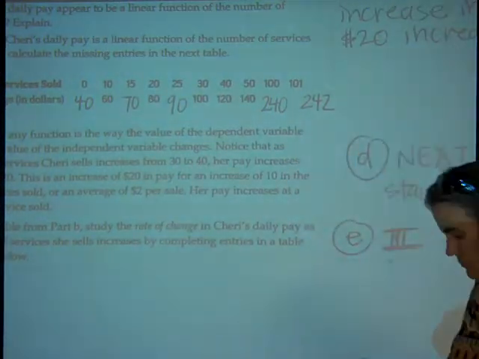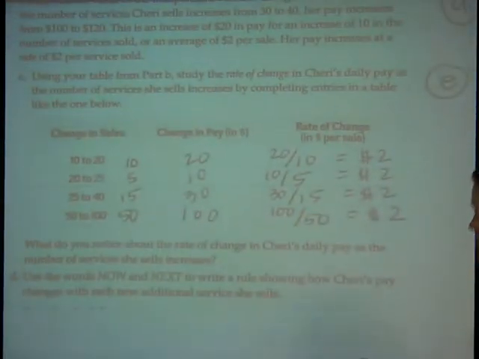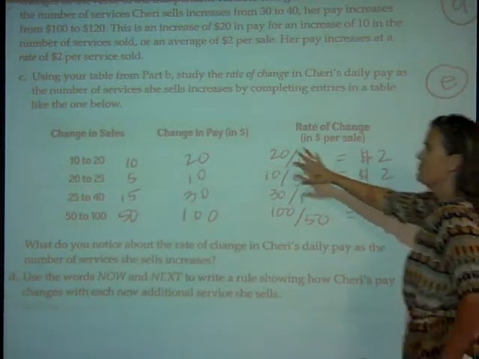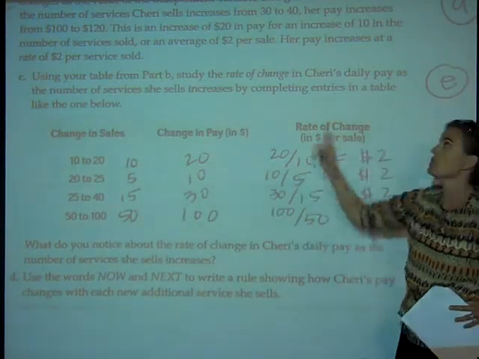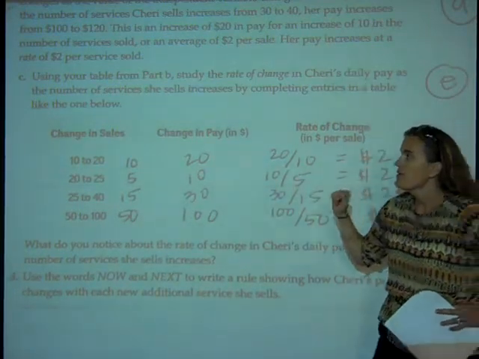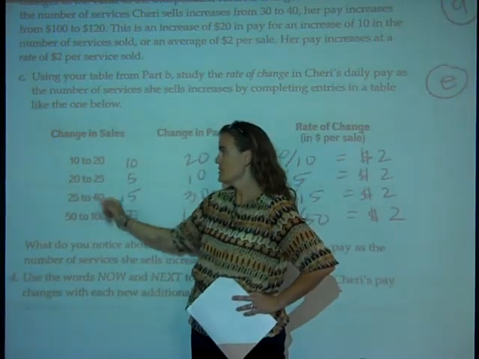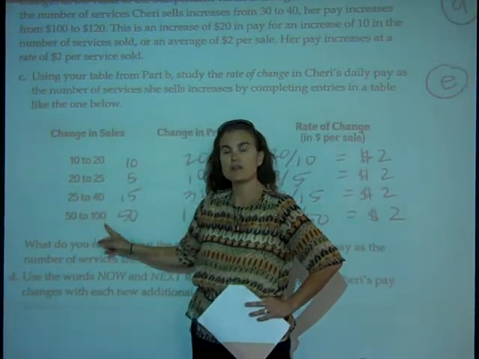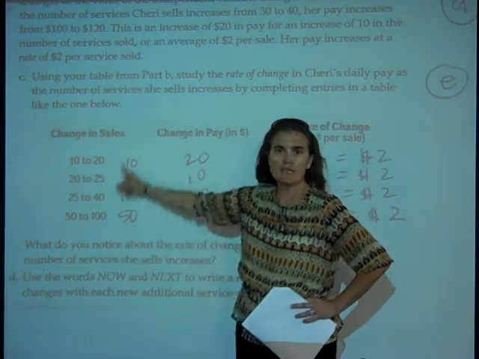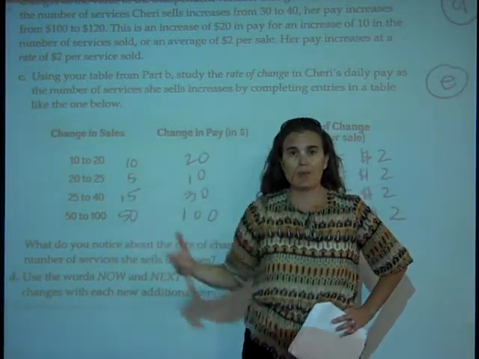Okay. Now for the table down here, again, this is where it might have made more sense to fill this out and figure this out before you went back to the table. This was saying this is the change in sales from 10 to 20, 20 to 25, 25 to 40, 50 to 100. And notice I put a little number in here, right? Maybe think about what that number is representing.